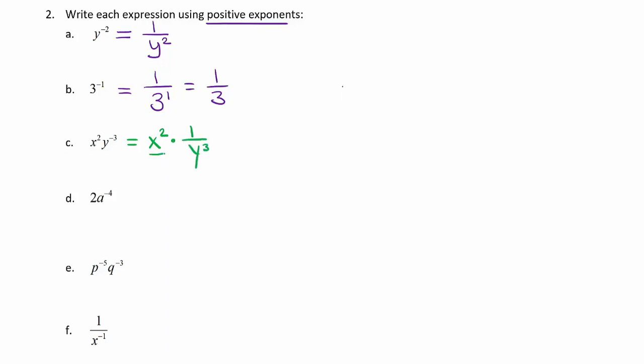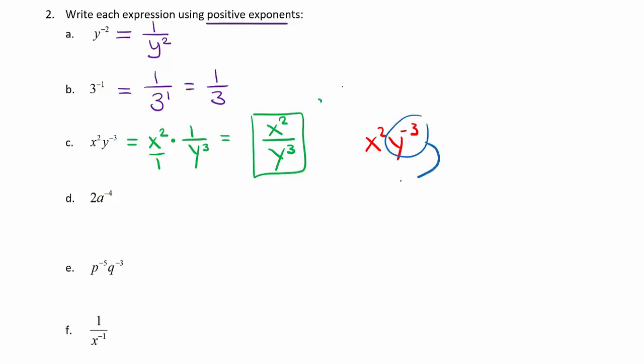Now, we can think of that x squared as an x squared over 1, and we can multiply straight across and write this as x squared over y to the third. And in fact, if we take a second look at this problem, rather than writing that intermediate step down, if I see something that has both a positive and a negative exponent in it, I only take the term with the negative exponent and I move that one to the bottom. So I would leave the x squared on the top, and I would move the y to the third to the bottom.